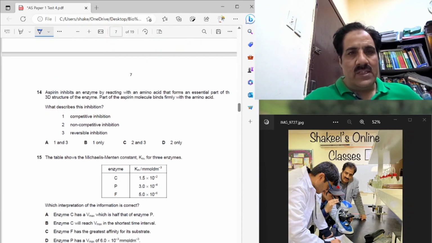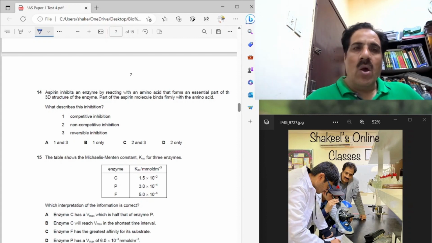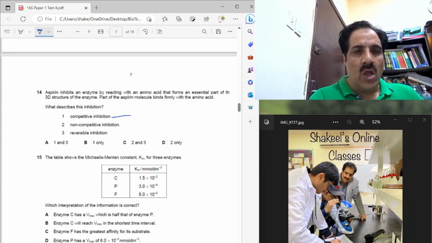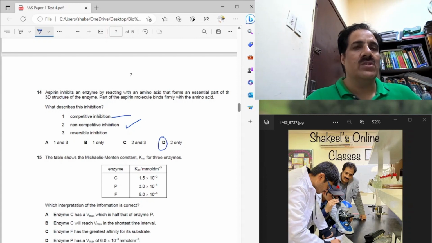Question number 14. Aspirin inhibits an enzyme by reacting with an amino acid that forms an essential part of the 3D structure of the enzyme. Part of the aspirin molecule binds firmly with the amino acid. What describes this inhibition? Competitive inhibition? They didn't mention that it binds at the active site. Non-competitive inhibition? It can be that. And reversible inhibition? It can be only the non-competitive inhibition, because we don't know whether it's reversible or not. It's not mentioned.